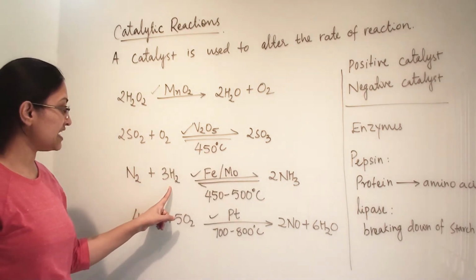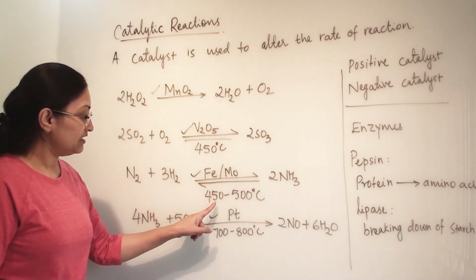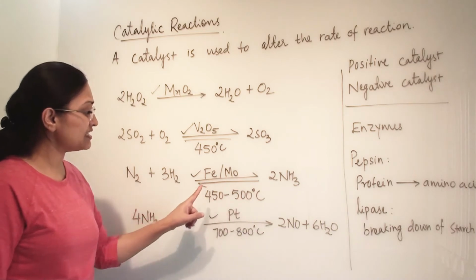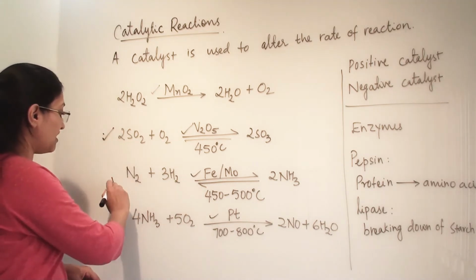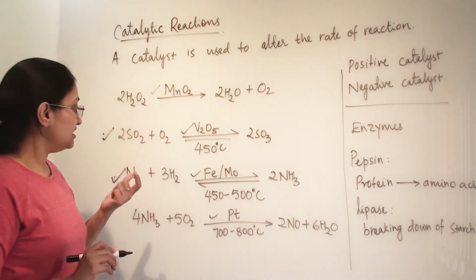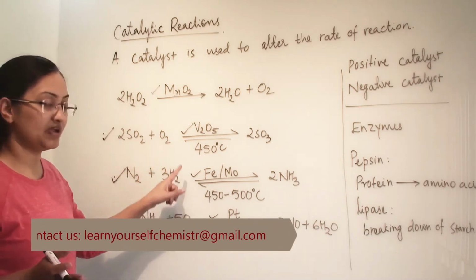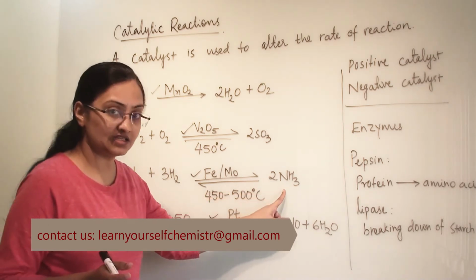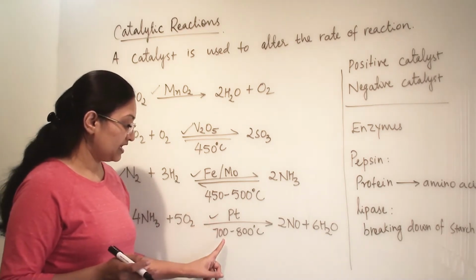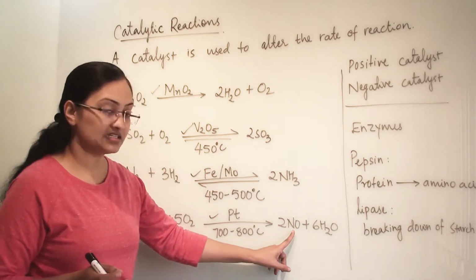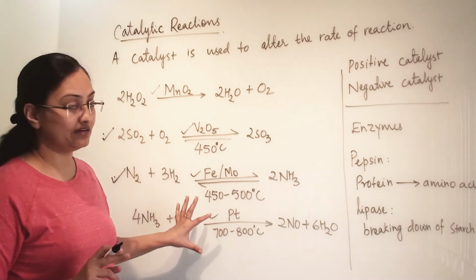When nitrogen reacts with hydrogen in presence of iron and molybdenum, the rate of reaction will increase, at a temperature of 450 to 500 degrees Celsius. These two reactions are reversible reactions, and we can mention them as reversible reactions, and also as catalytic reactions. So here we will get ammonia. When ammonia reacts with oxygen in presence of platinum at 700 to 800 degrees Celsius, we will get NO, that is nitric oxide, and water. So these are some examples of catalytic reactions.